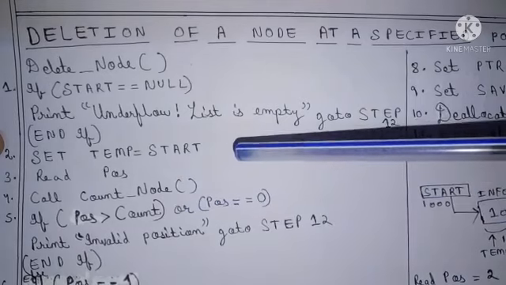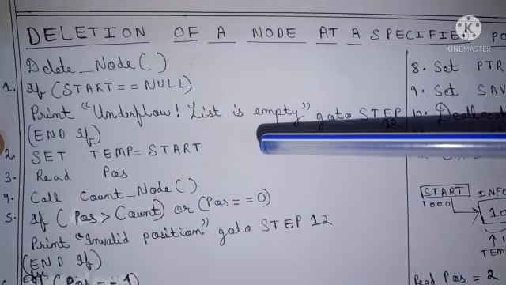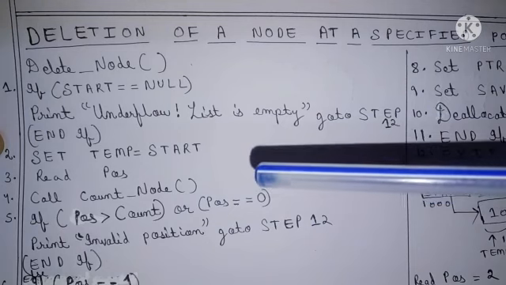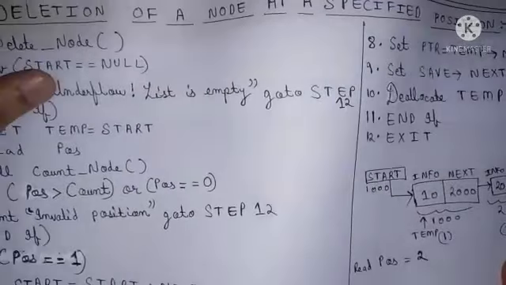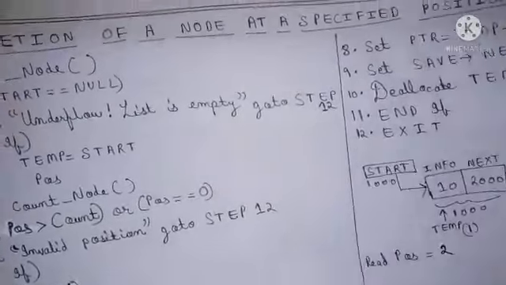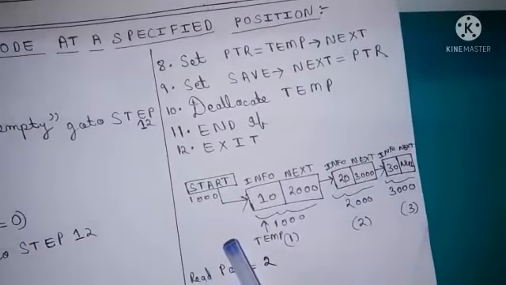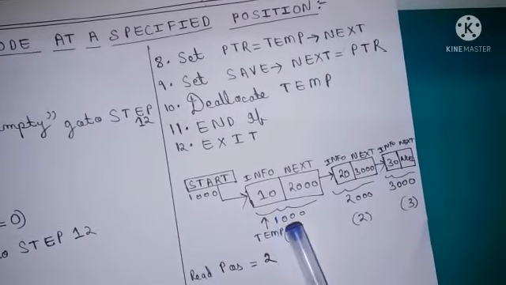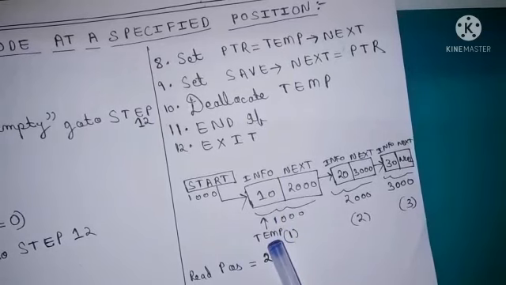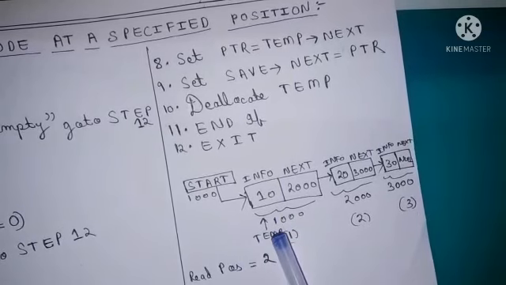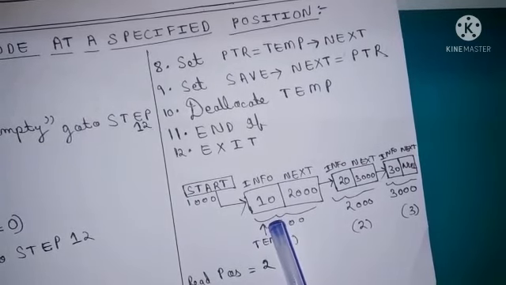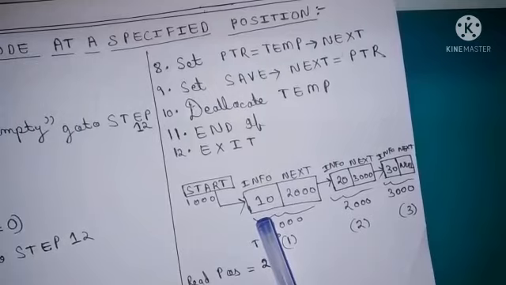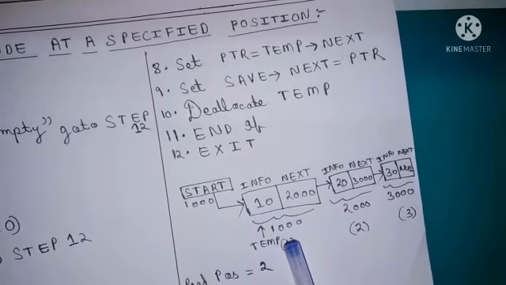Now set temp is equal to start. That means we will set one pointer which will help us traverse our entire list and visit all the nodes of our list. Here I have assumed one list having 3 nodes, and temp is assigned to start first of all. That means temp holds the address of our first node, so temp is pointing to the first node whose address is 1000.